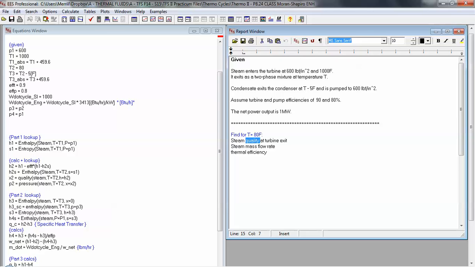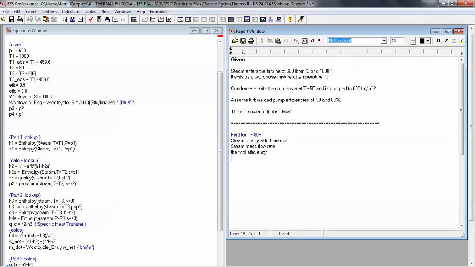So we're looking for quality at the turbine exit, the steam mass flow rate, and the thermal efficiency of the system. We can explore parametric studies, but that is the gist.